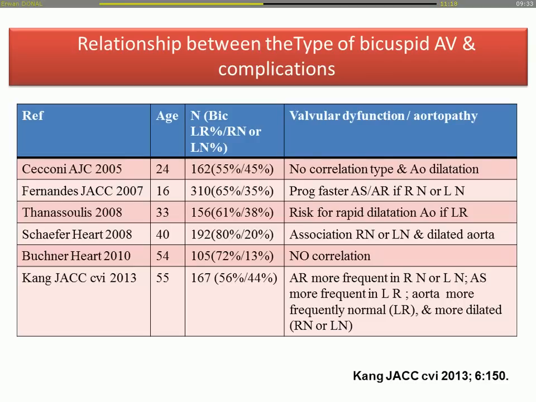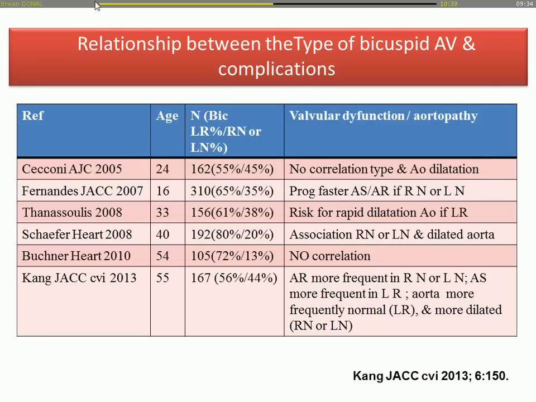And I would like to summarize some other studies. The first one from Shekoni in 2005 was able to demonstrate that there is no correlation between the phenotype of the aortic valve and the degree of dilatation of the ascending aorta. Another one demonstrated that there is a faster progression of the aortic stenosis and the aortic regurgitation if you have a fusion between the right and the non-coronary cusp, or the left and the non-coronary cusp.